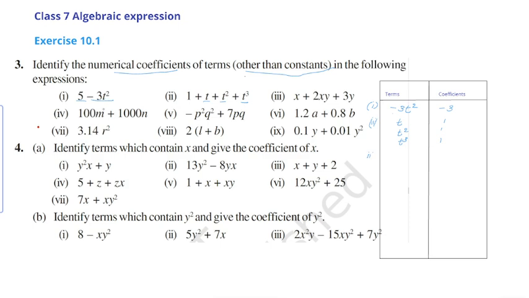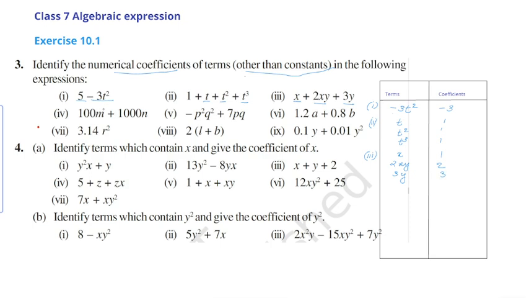Similarly, we can find it for the third question. What is the third question? x plus 2xy plus 3y. So, how many terms are there? 1, 2, 3. The first term is x, the second term is 2xy and the third term is 3y. What is the numerical coefficient here? Here it is 1. For the xy term, the numerical coefficient is 2. For the next term, 3y, 3 is the numerical coefficient.